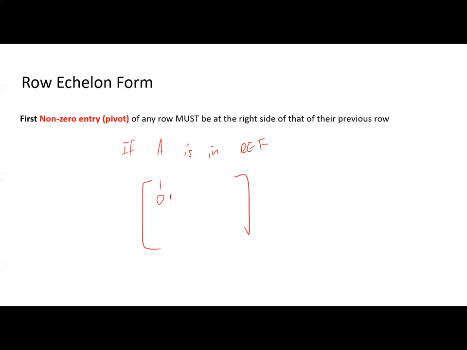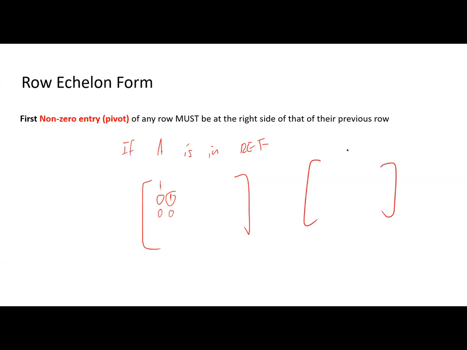And so on and so forth. For example, now the second row has a pivot in the second column. It means that in the third row, the first two elements must be zero, so that its first non-zero entry is on the right-hand side of the pivot of the second row. And it does not matter, actually.